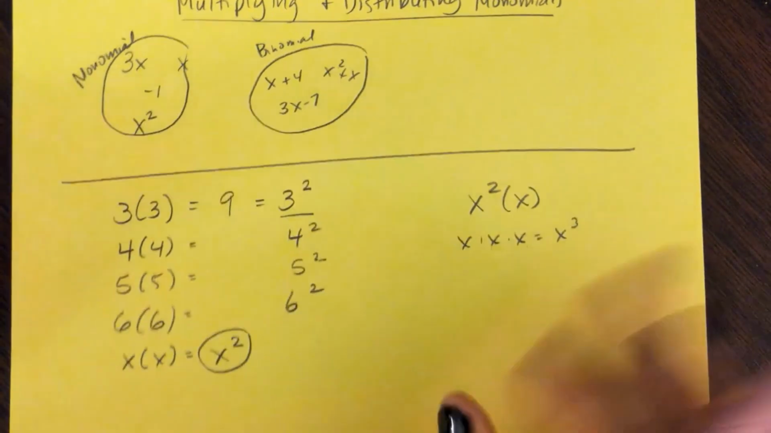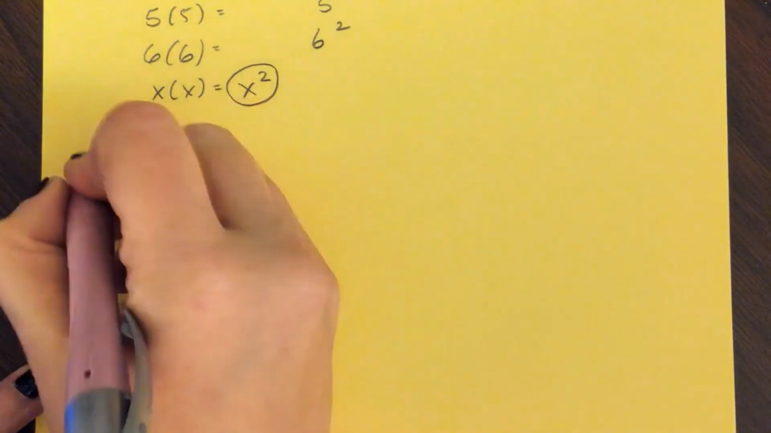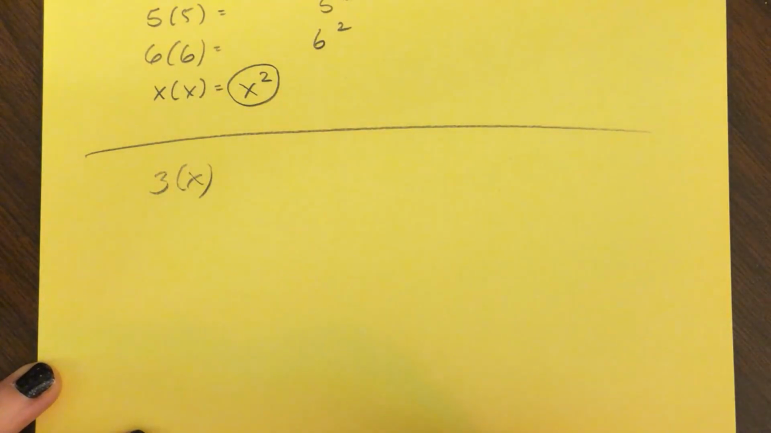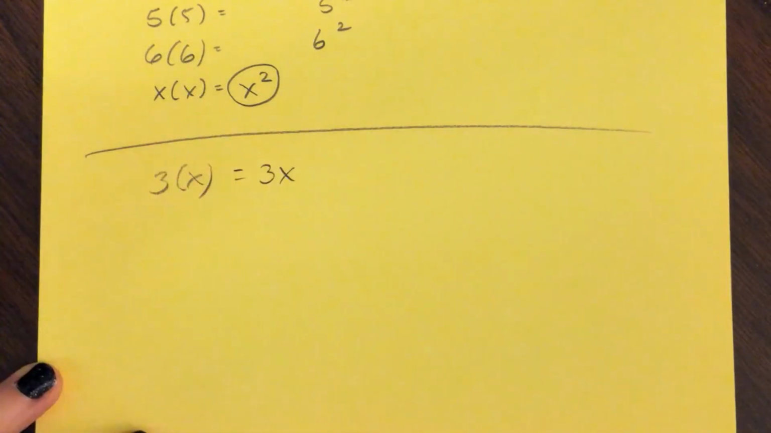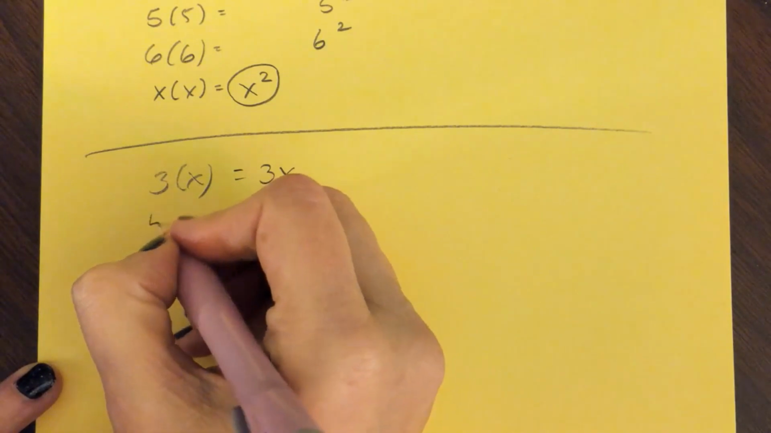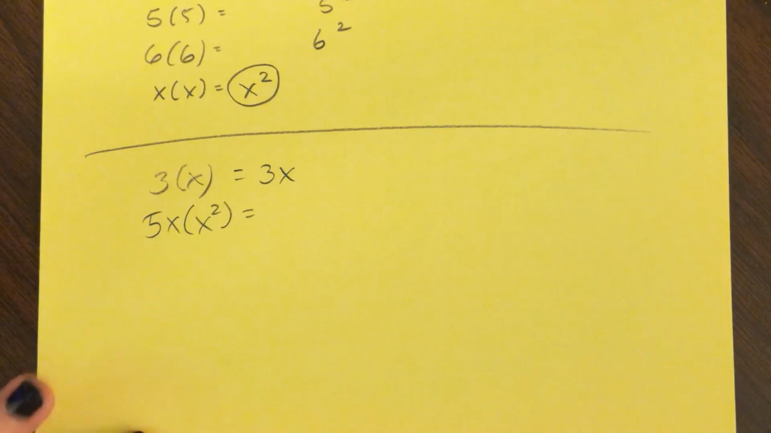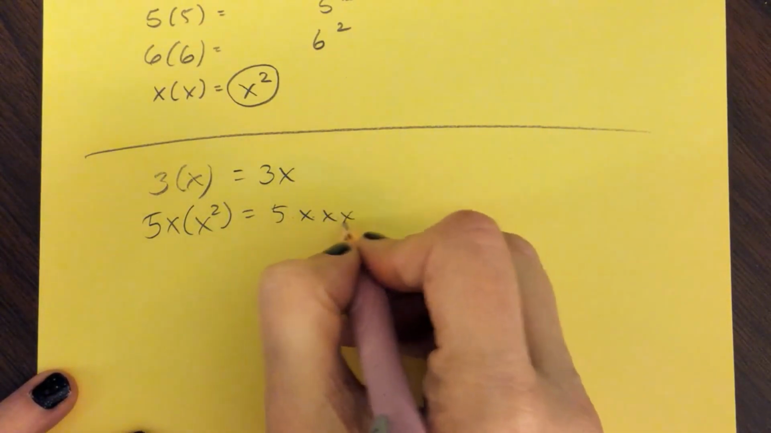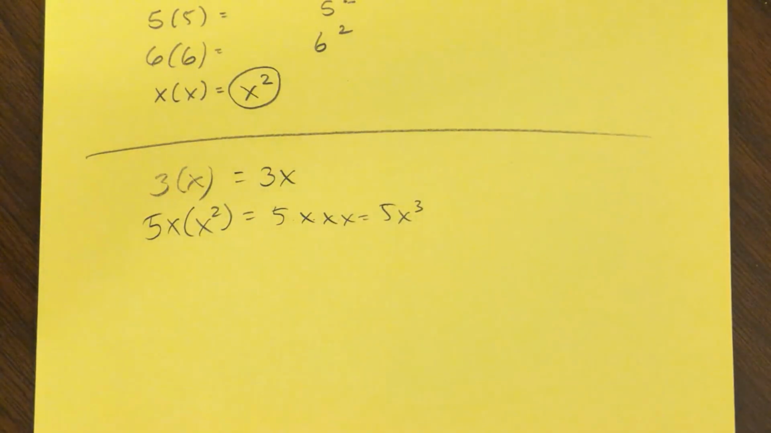Okay, so now that we know that, let's take it a little bit further and look at some slightly more complicated questions. So what about this one? 3x. What's that one going to be? Well, that would be 3x. Okay. What about 5x times x squared? Take a moment and figure that one out for me. Okay, well, that would be 5 times x times x times x, which is 5x to the 3rd. Okay? So now we're going to actually start looking at tiling this stuff.